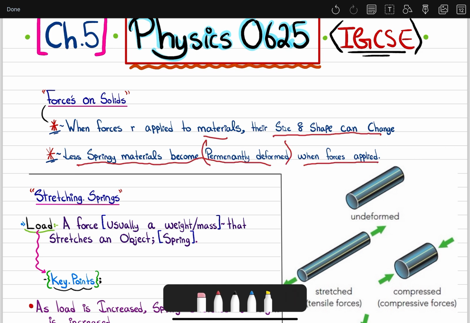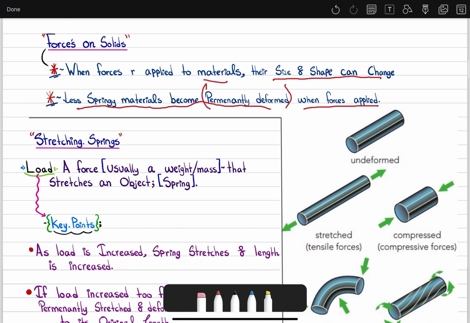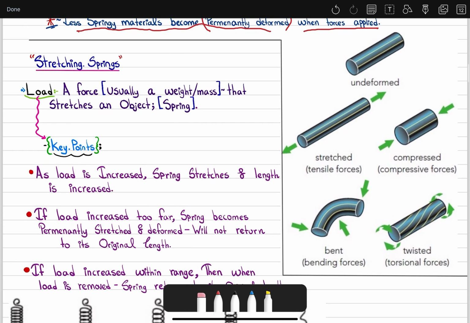Now we're going to come to the main part. In this whole section we're going to be talking about springs and extensions and how to perform calculations on springs. Stretching springs is our main topic for today. Load is the first definition: a force, usually a weight or mass, that stretches an object, which is a spring. Imagine you have a spring and you apply a weight to it that will stretch the spring. That is a load.